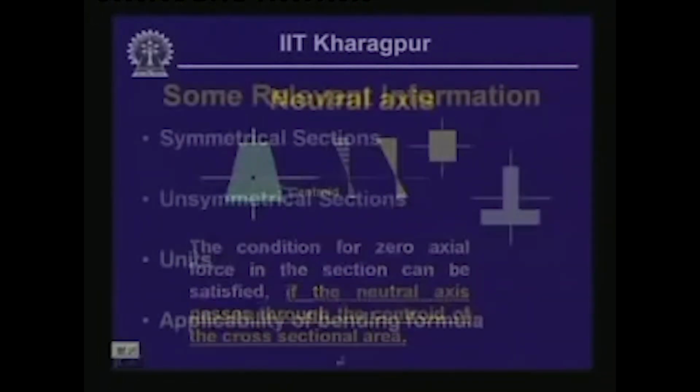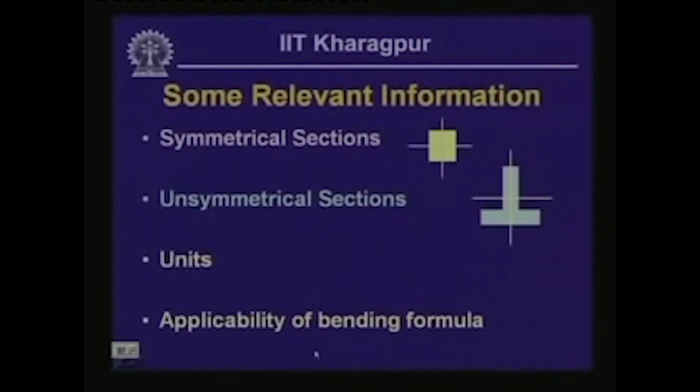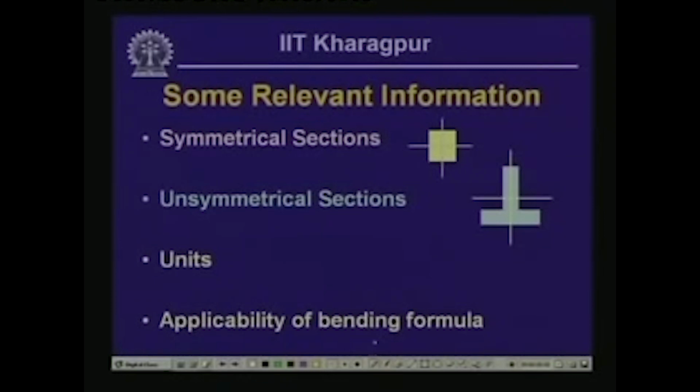Well, after looking into the answers of the questions, let us look into some aspects of the bending equation which we derived last time. Now, if the cross section of the beam is a symmetrical one, please keep in mind that we are using cross sections which are symmetrical with respect to the vertical axis. With regard to the horizontal axis, it could be symmetrical, it could be unsymmetrical.